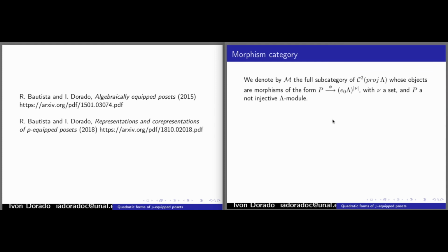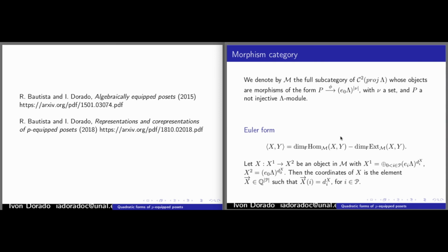And in this subcategory of C2Proj, we have the Euler bilinear form. Of course, we have a quadratic form when y is equal to x, and with this form we count the dimension of the Hom space minus the Ext. The form of the objects allows us to assign to each one a coordinate vector whose entries are the number of times each lambda projective module appears in the decomposition of the domain. So the entries are natural numbers, and we have one coordinate for each point in the poset and this additional number. So we have vectors with cardinal of p plus 1 entries.